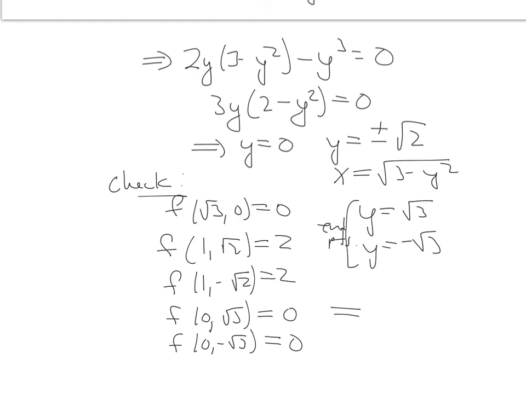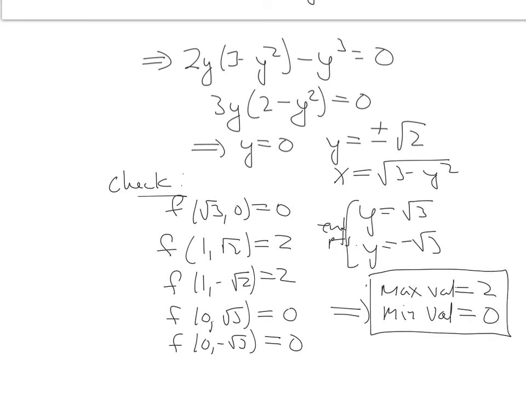Okay. So the conclusion from all of this is that the maximum value is 2, and the minimum value is 0, and that would be your answer. And this minimum value of 0 is occurring at a number of points. It's even occurring at entire line segments. The maximum value of 2 is occurring at exactly 2 points.